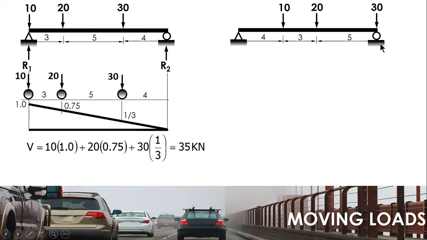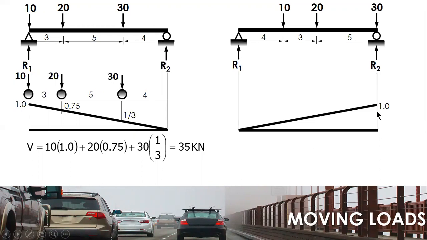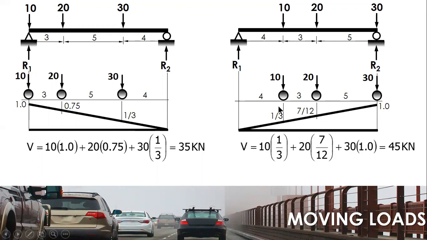Then you draw the influence line of the right support and place the loads. It is the same, using ratio and proportion. Then magnitude times ordinate. Comparing the two values, the maximum is 45.